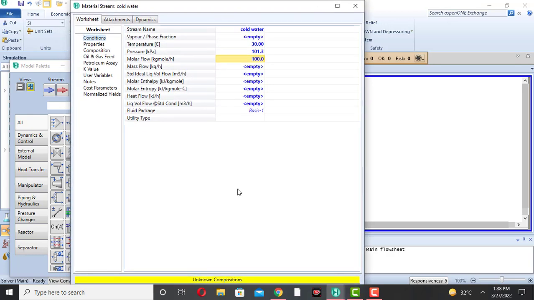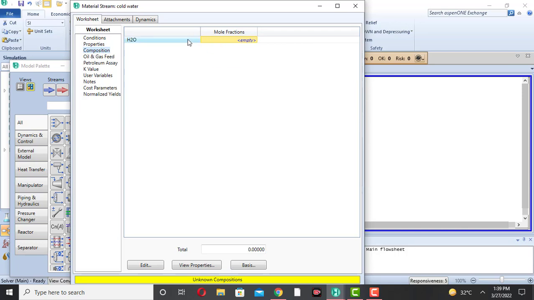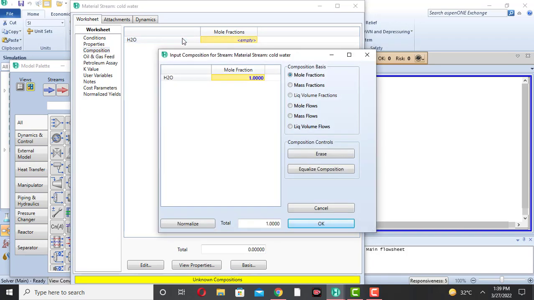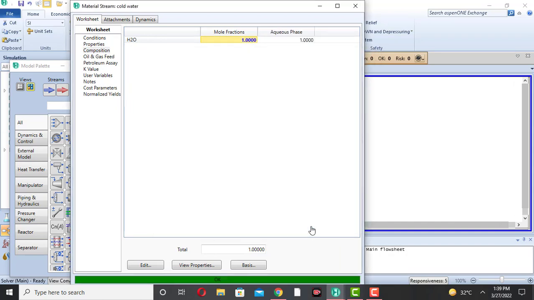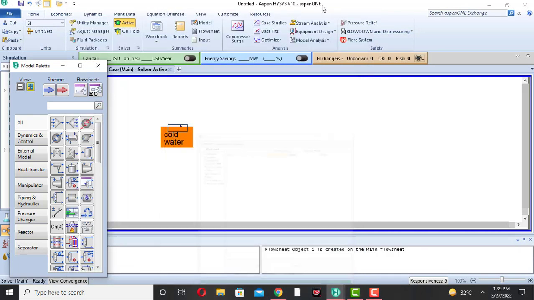Now it shows unknown composition. Come to the composition and add the composition of water. So pure water, the composition of pure water is by default 1 mole fraction. So click on OK. It is fully specified.